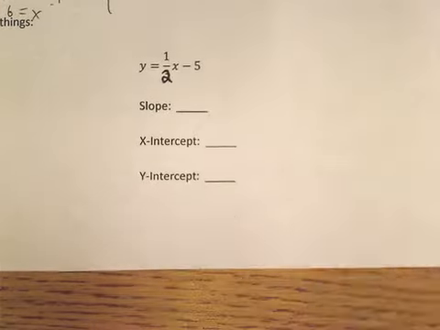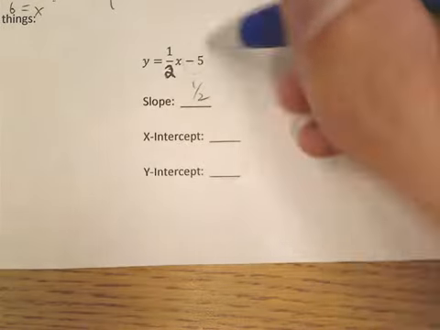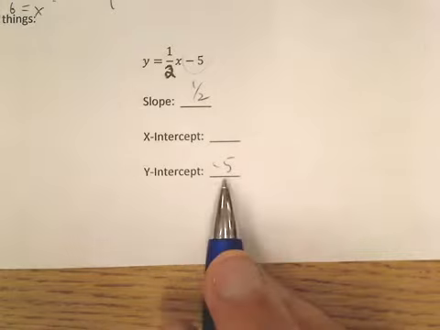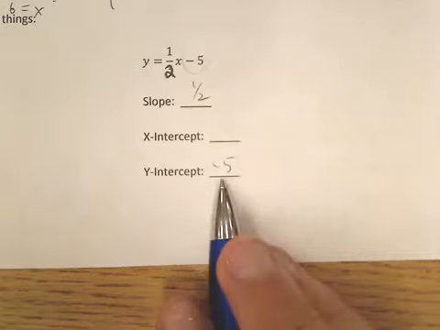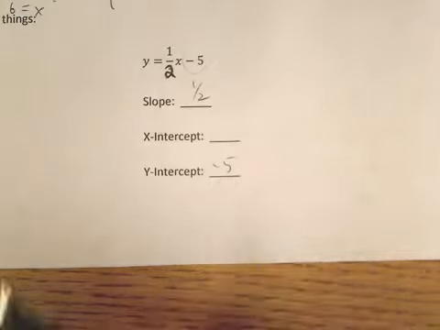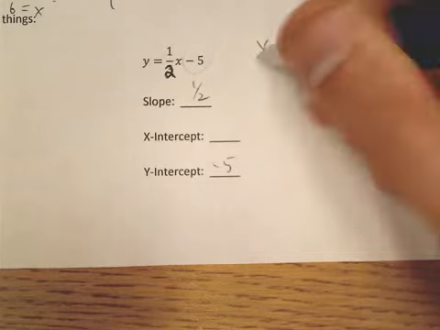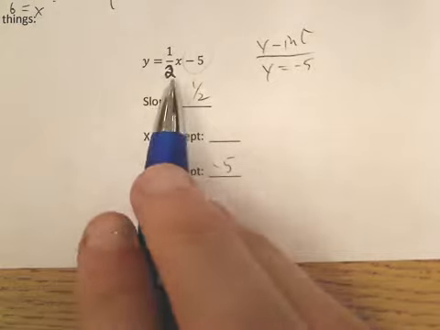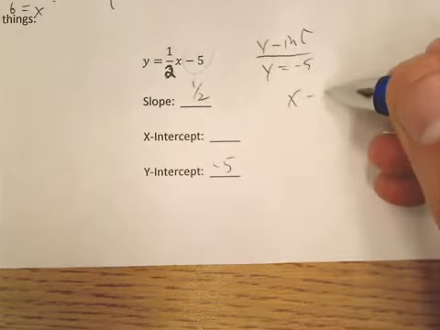Okay. A couple things. The slope is 1/2. The y-intercept is that -5. Remember, the y-intercept is where this hits the y-axis. We go down 5 and put a point. So the y-intercept is going to be -5. If you write this without the x, you get y equals -5. So that one's easy. So all you have to do is the x-intercept.